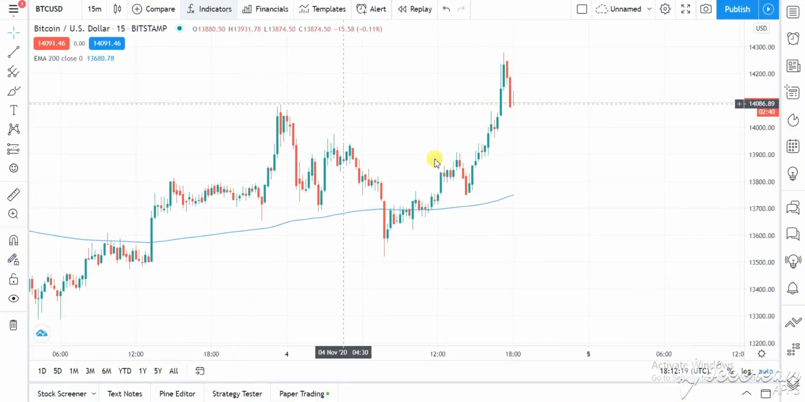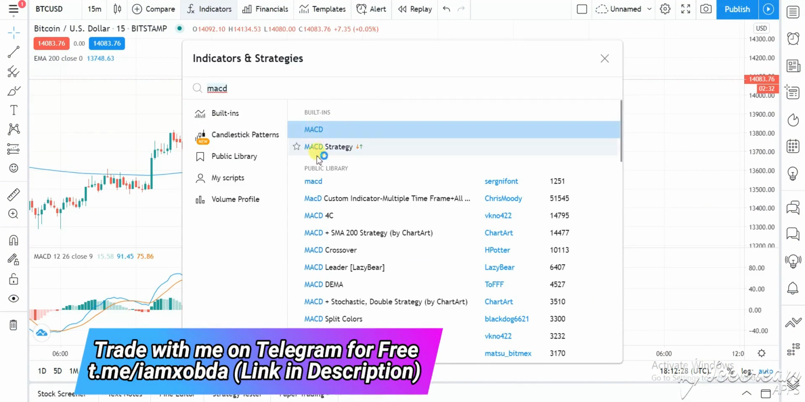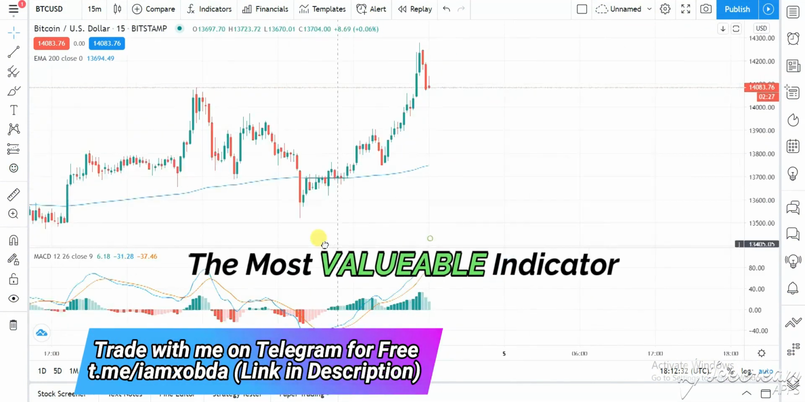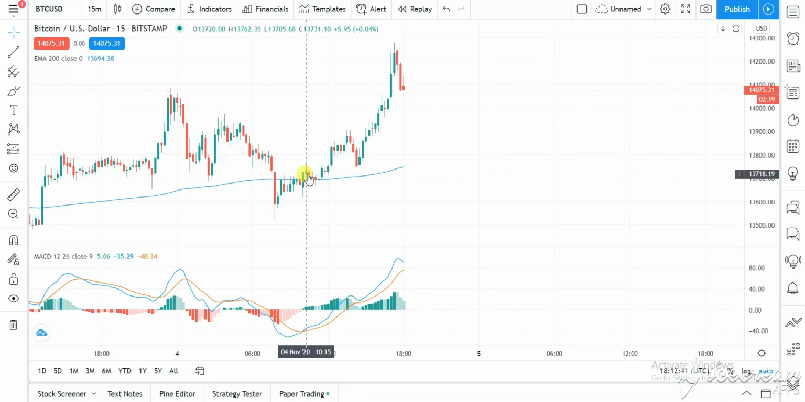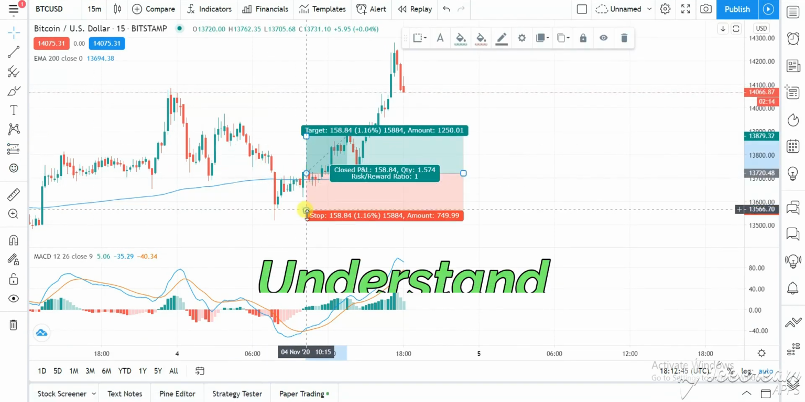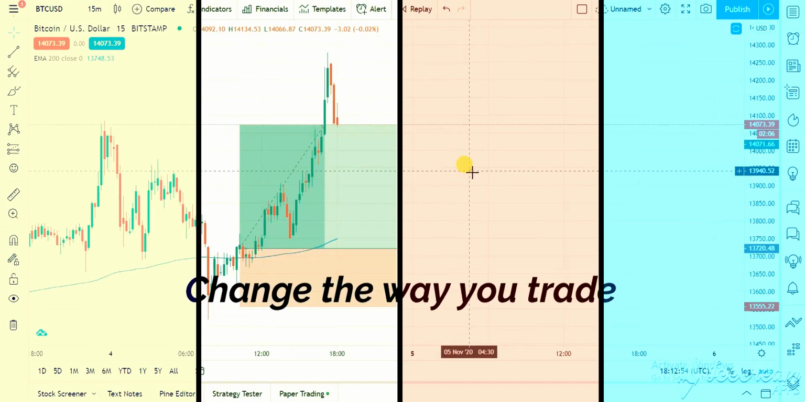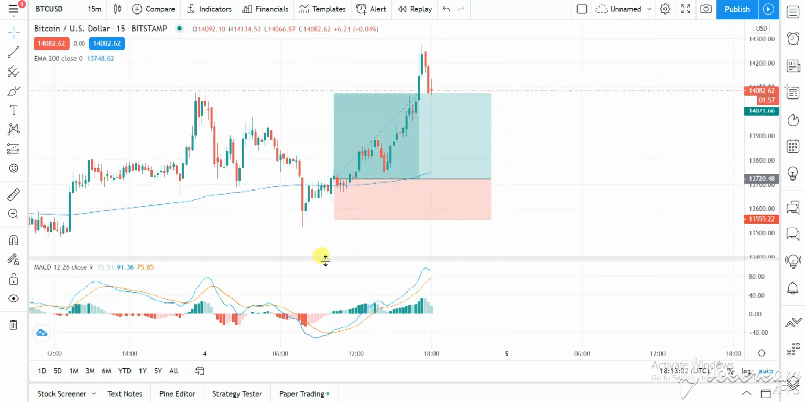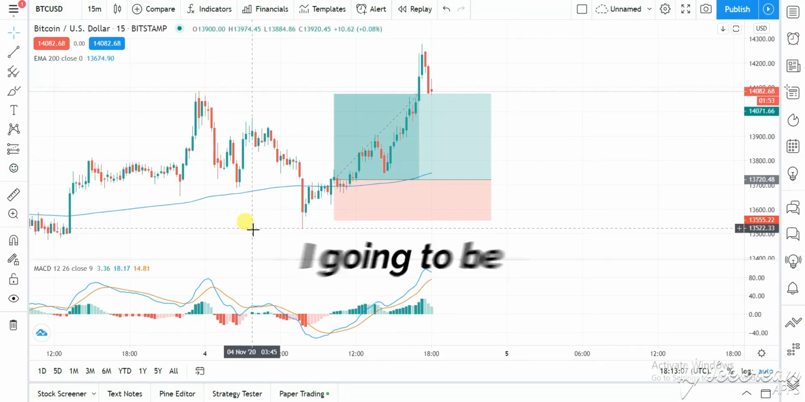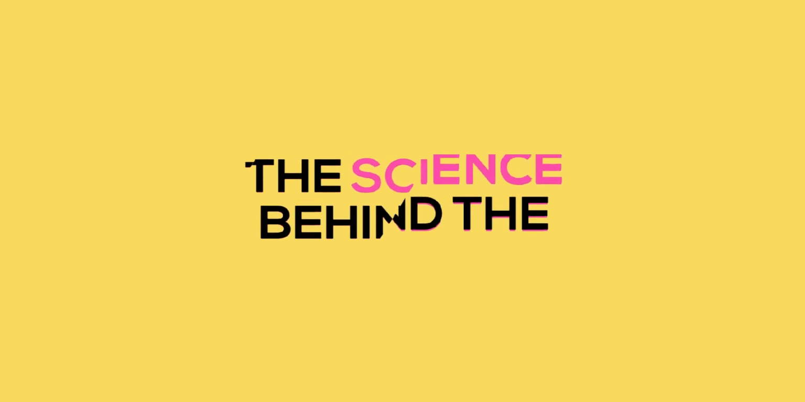MACD. The MACD indicator can actually be one of, if not the most valuable indicator out there in the entire universe. I'm not kidding, guys. If you can actually understand how to use the MACD indicator, you can transform the way you trade. MACD can transform the way you trade if you get to understand it. So in today's video, guys, I'm going to be breaking down and explaining the science behind the MACD indicator.